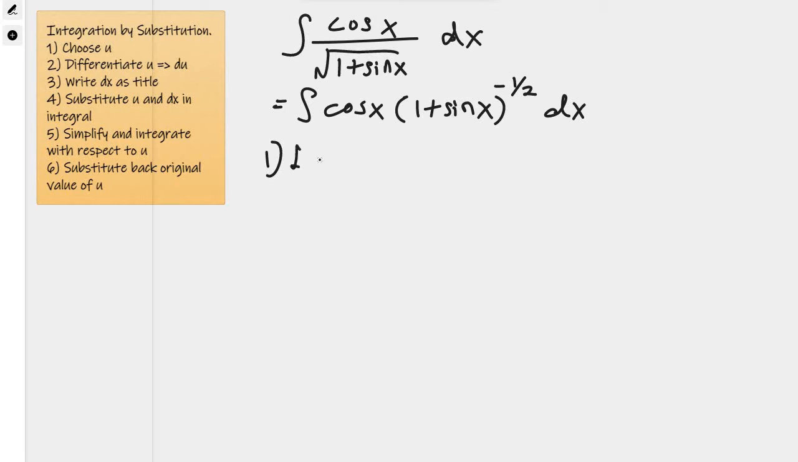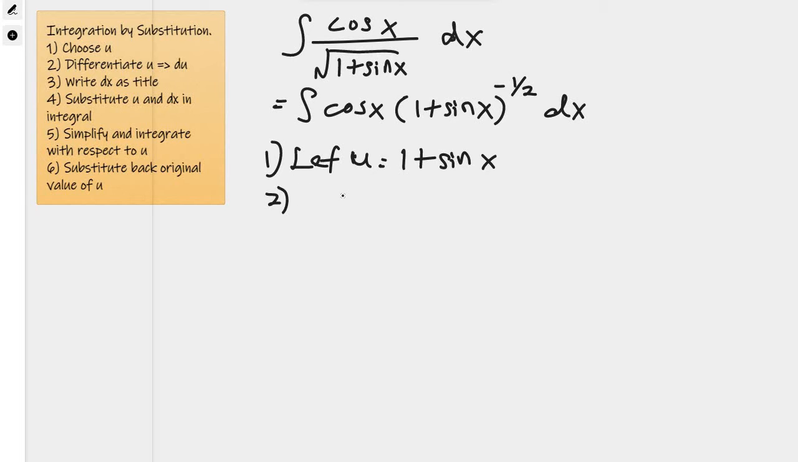So first step, we let u be 1 plus sine x. Again, why I choose this one to be the u, because it's inside the bracket with the power, which you cannot do anything with here, you cannot expand. So this one we want to simplify to be the u.